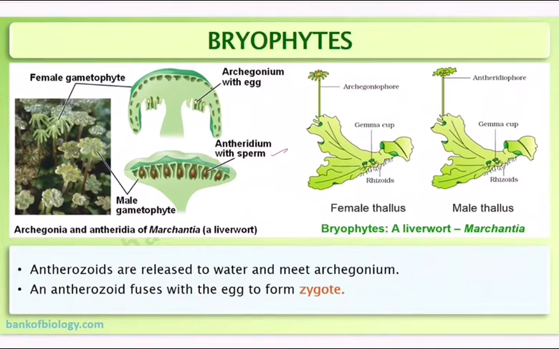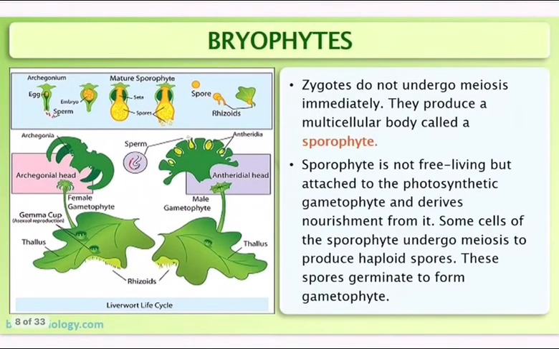Antherozoids are released into water and meet the archegonium. The antherozoids produced in the antheridium will require water to reach the archegonium. Hence, for the journey, they require water. An antherozoid, after reaching the archegonium, fuses with the egg to form a zygote. So this is sexual reproduction.